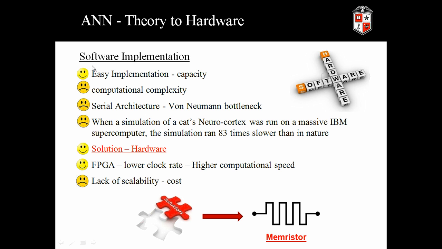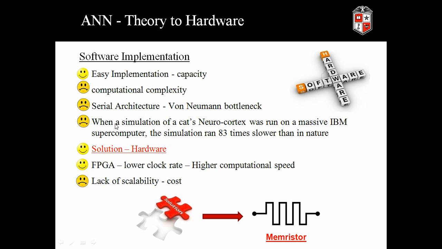The first thing that the researchers tried was to implement everything in software, because it was very easy to implement and we can implement with a huge capacity. The problem that we are facing is computational complexity. It is very complex, and because of the serial architecture, that means the von Neumann bottleneck, we are unable to achieve high parallel processing power, high parallel processing speeds.